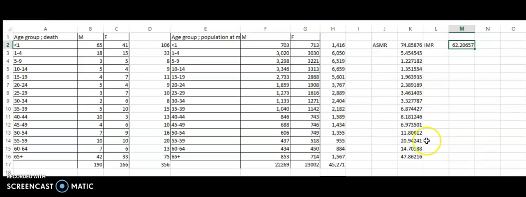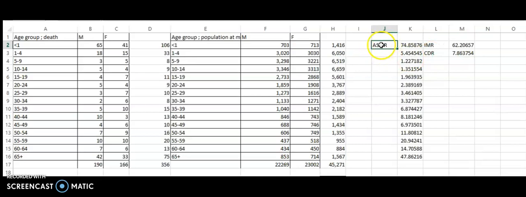So now the crude death rate is left. Let's calculate it here. Crude death rate: the numerator will be the total number of deaths encountered, over the total population at mid-year, multiplied by 1000, which will give us 7.8, almost 8 per 1000 crude death rate. So guys, I hope you understand what is meant by age-specific mortality rate, infant mortality rate, and crude death rate.